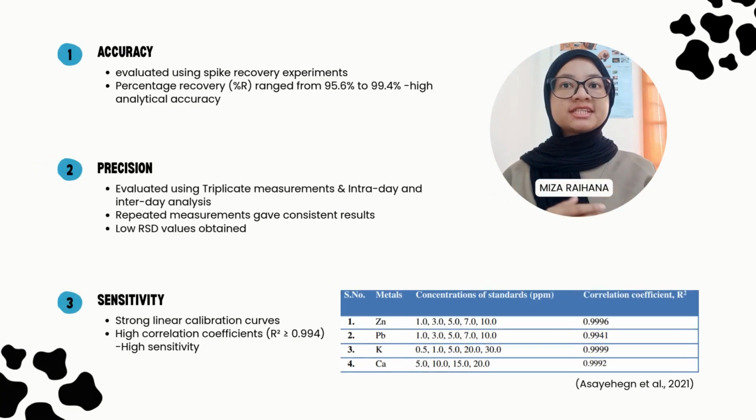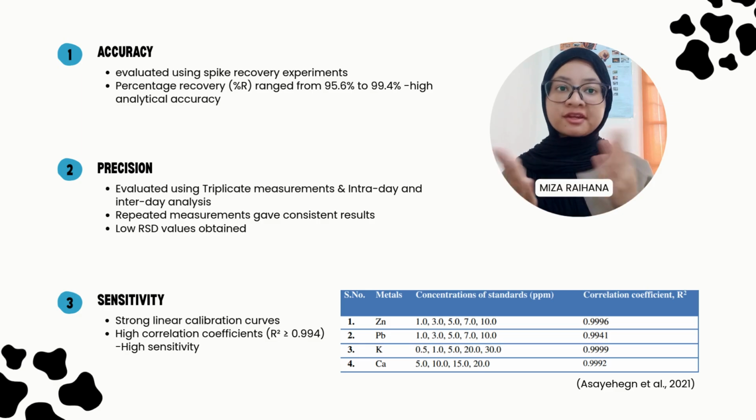This study also addressed the accuracy, where it was evaluated using spike recovery experiments. The recovery ranged from 95.6% to 99.4% for all metals, which indicates high analytical accuracy. Next is precision. It was evaluated using triplicate measurements and intraday and interday analysis. Low RSD values were reported in the article, which shows good repeatability and reproducibility. The sensitivity was assessed through strong linear calibration curves and high correlation coefficients, where the R2 values are above 0.994, which means it is sensitive enough to detect metals at very low concentrations.